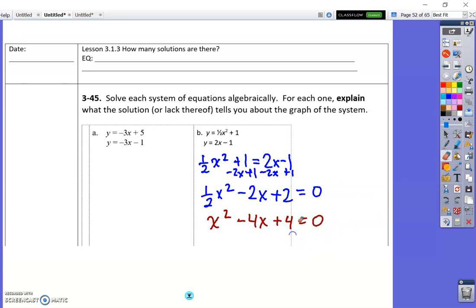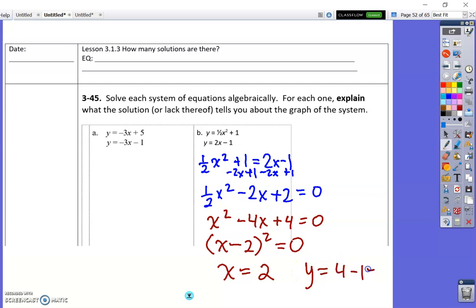So we're going to continue. This factors into x minus 2 quantity squared equals 0. So x equals 2. And so if x is 2, y equals 4 minus 1, or 3. I just took it and plugged it into there. I can also double check by going y equals 1/2 of 2 squared, which is 4, plus 1. Half of 4 is 2, plus 1, which is 3. And so they do match. My solution is (2, 3).